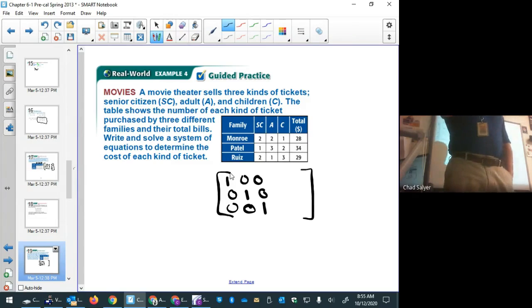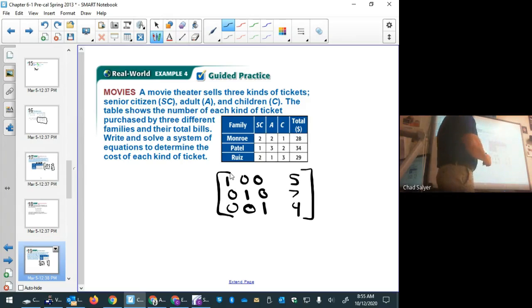All right. See, who have I not called on here today? I think I've gotten everybody almost. Macy, what is the solution here? 5, 7, and 4. So you can take grandma and the kiddo to the movie and total $16.